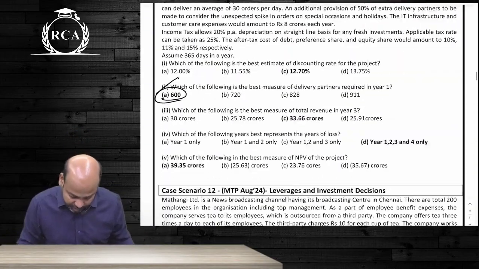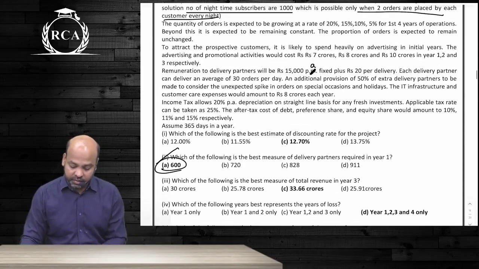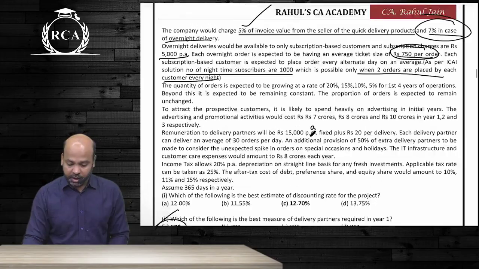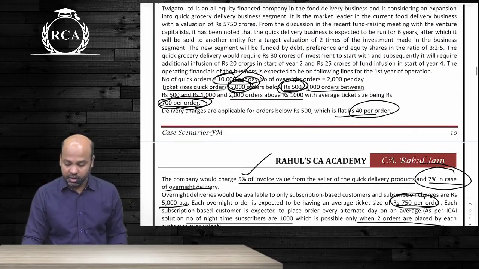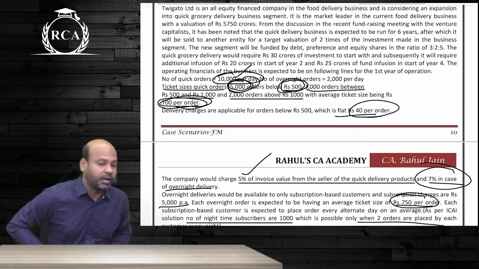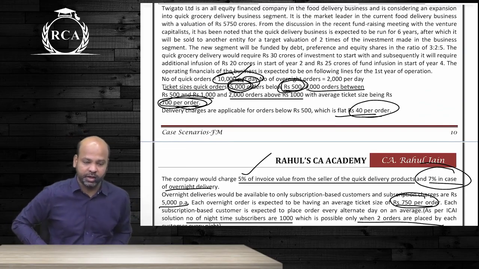First, what has been asked? Estimate of discounting rate. You can go through the information that is given in the beginning. The ratio of debt, preference and equity is given as 3:2:5.